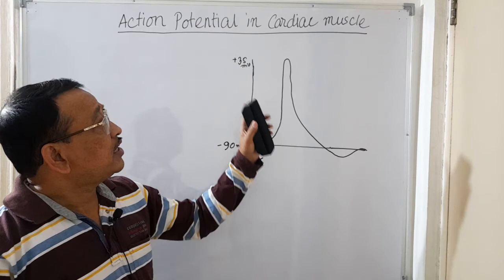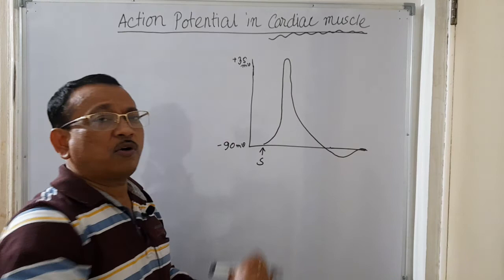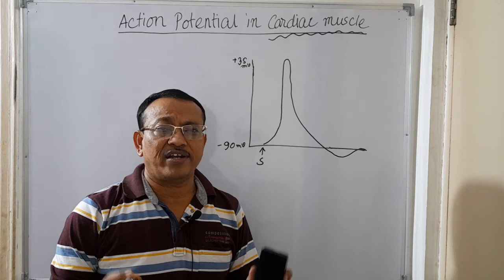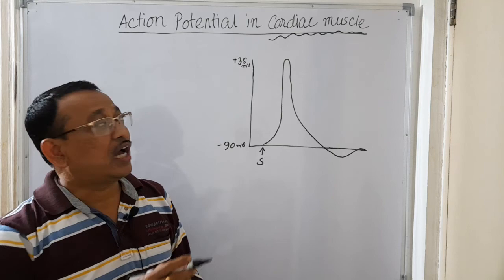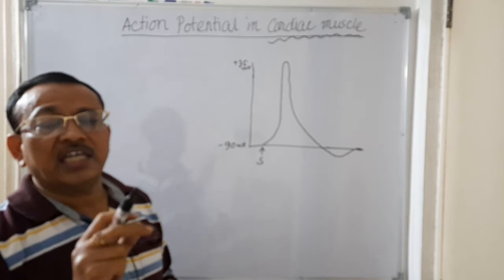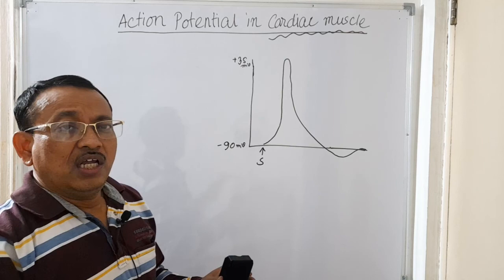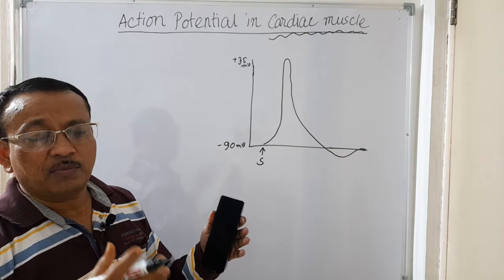But in case of cardiac muscles, this type of action potential is not seen. A somewhat different form of the action potential is seen in the cardiac muscle. So today in this video, I will talk about the action potential in cardiac muscle, or heart muscle. Now let us see how this type of action potential appears in the cardiac muscle.